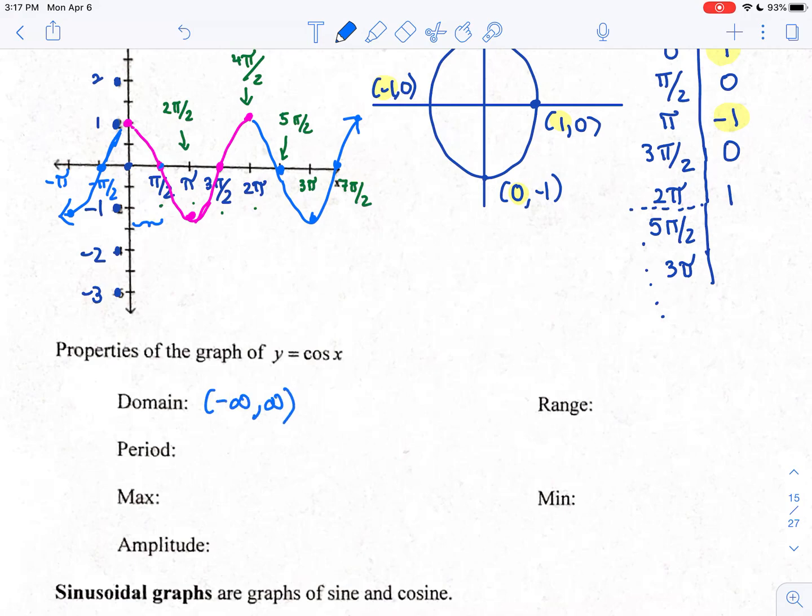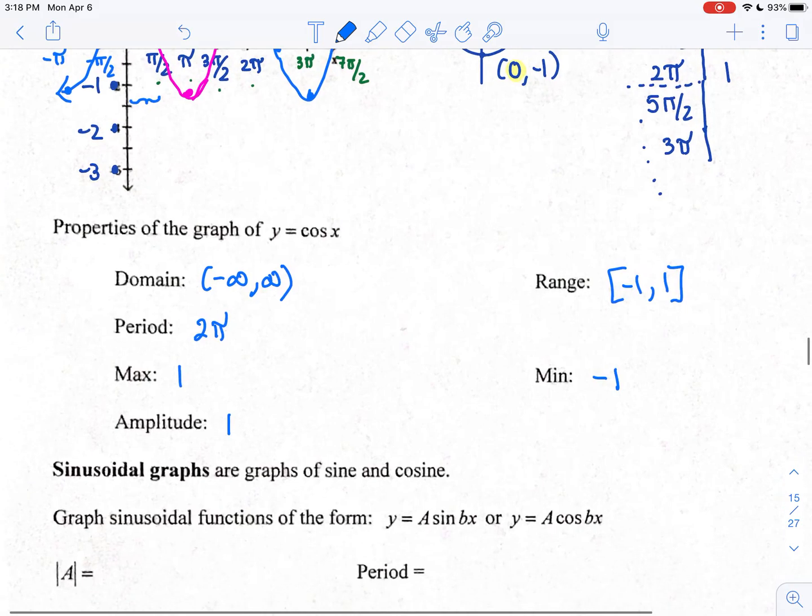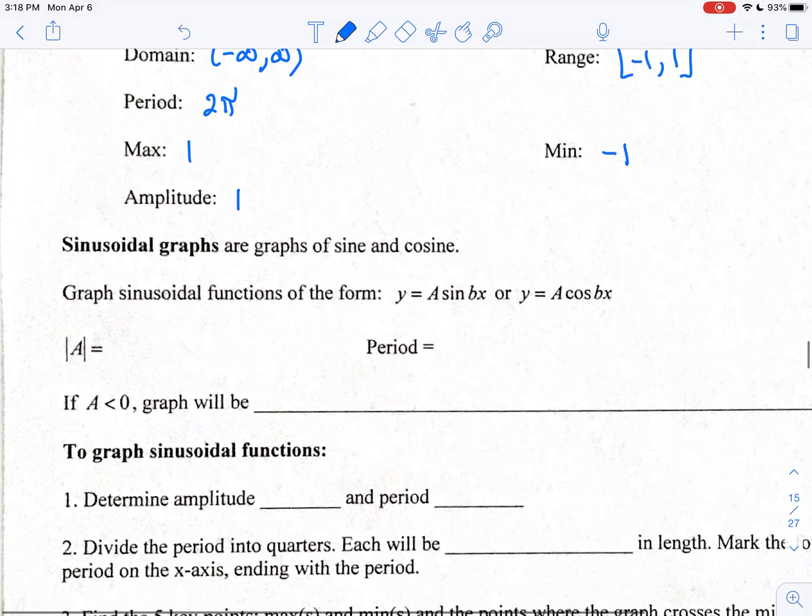The domain of the cosine graph, if we assume that this goes on to infinity and negative infinity on left and right side, then the domain would be negative infinity to infinity. The range would be the highest and the lowest value. It would be -1 to 1, so same as the sine function. And the period, we complete one period with the pink outline that you see of the graph, which is 2 pi, with the length of 2 pi. And the max is 1, the min is -1. The distance between the midline and the max, or the midline and the min, is 1.